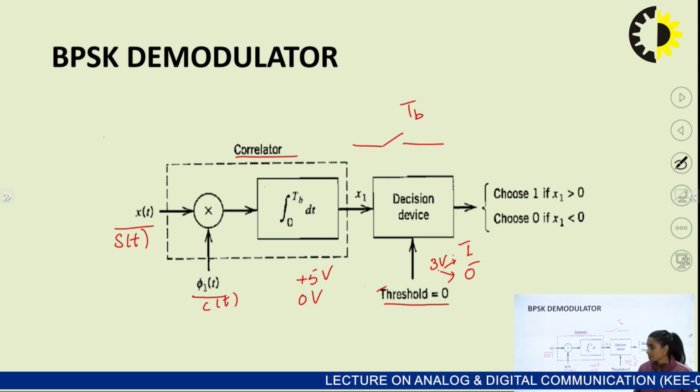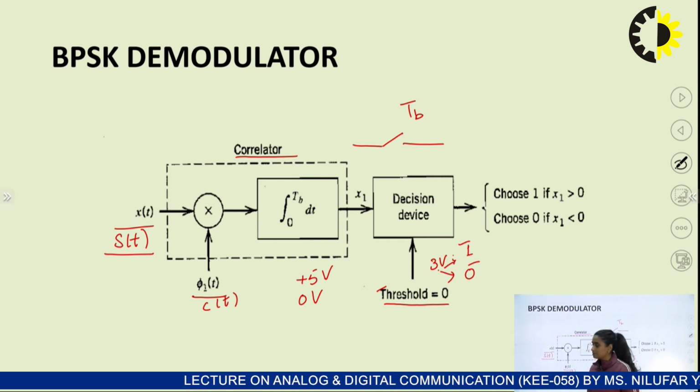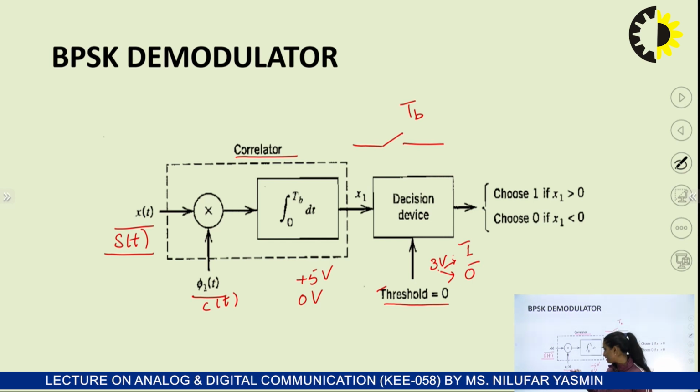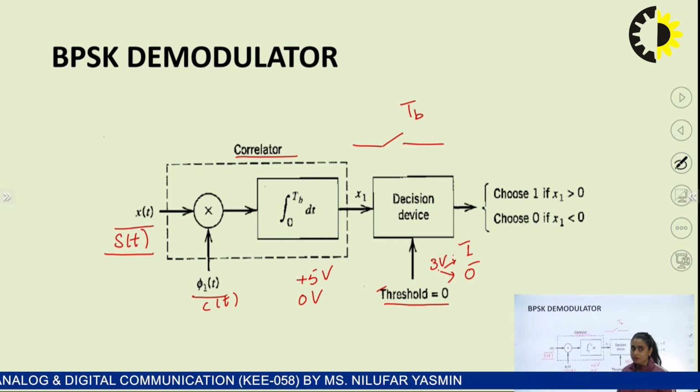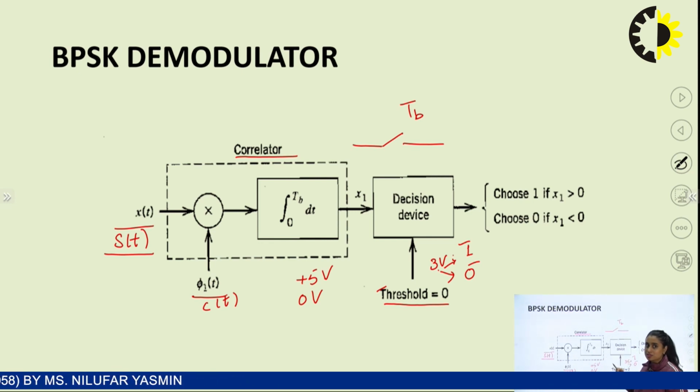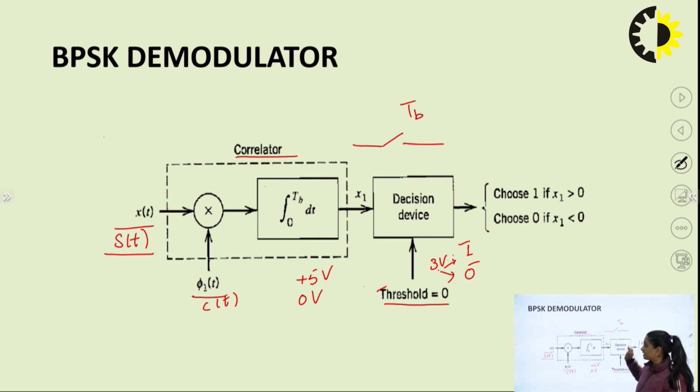Just to revise, the input modulated signal and the carrier are given to the product modulator. What we get must be passed to the decision device at every Tb bit duration, and it will decide by comparing it with the threshold. If it is higher than the threshold value, bit 1, and if lower, then bit 0.